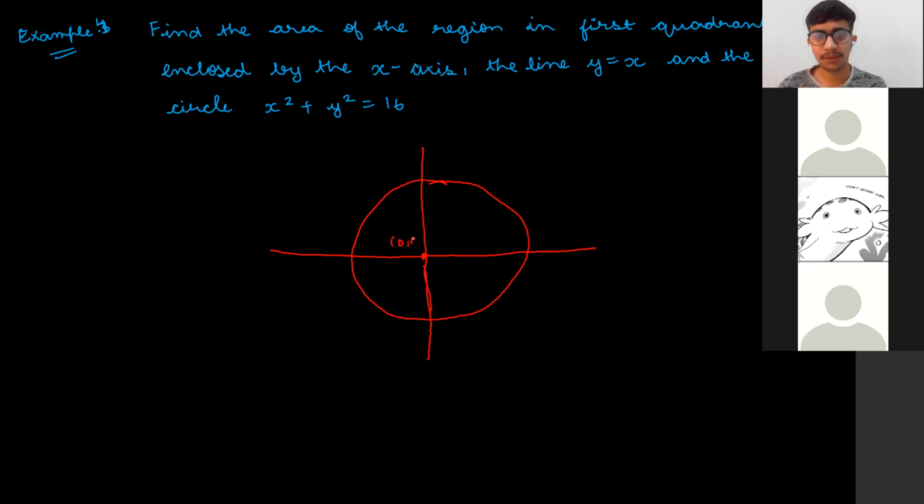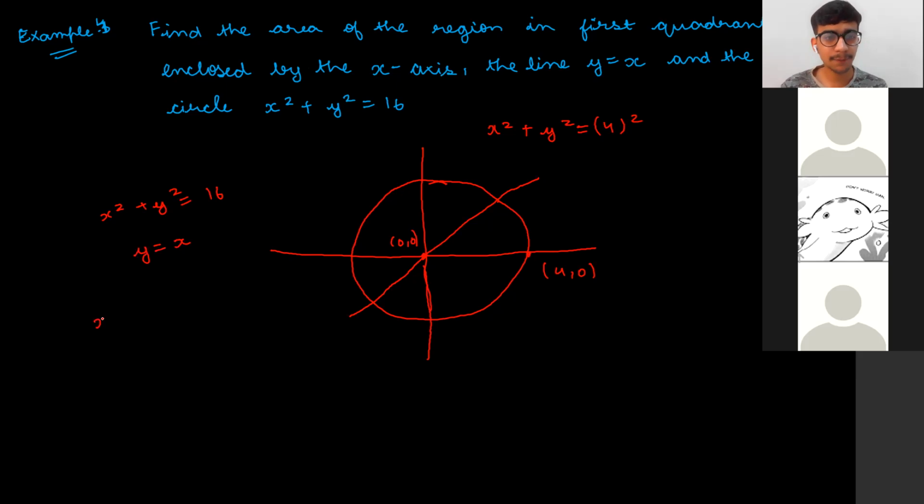Okay, so it's 0 comma 0, and since it's x square plus y square is equal to 16, it will be x square plus y square is equal to 4 the whole square. So radius is 4, right? So this will be 4 comma 0, and we want the area in the first quadrant itself. So y is equal to x. It looks like this. Now I have to calculate this point of intersection. So x square plus y square is equal to 16, and its intersection with y is equal to x. So I put y equal to x. That means x square plus x square is equal to 16. So that means x square is equal to 8. So x is equal to plus minus 2 root 2.